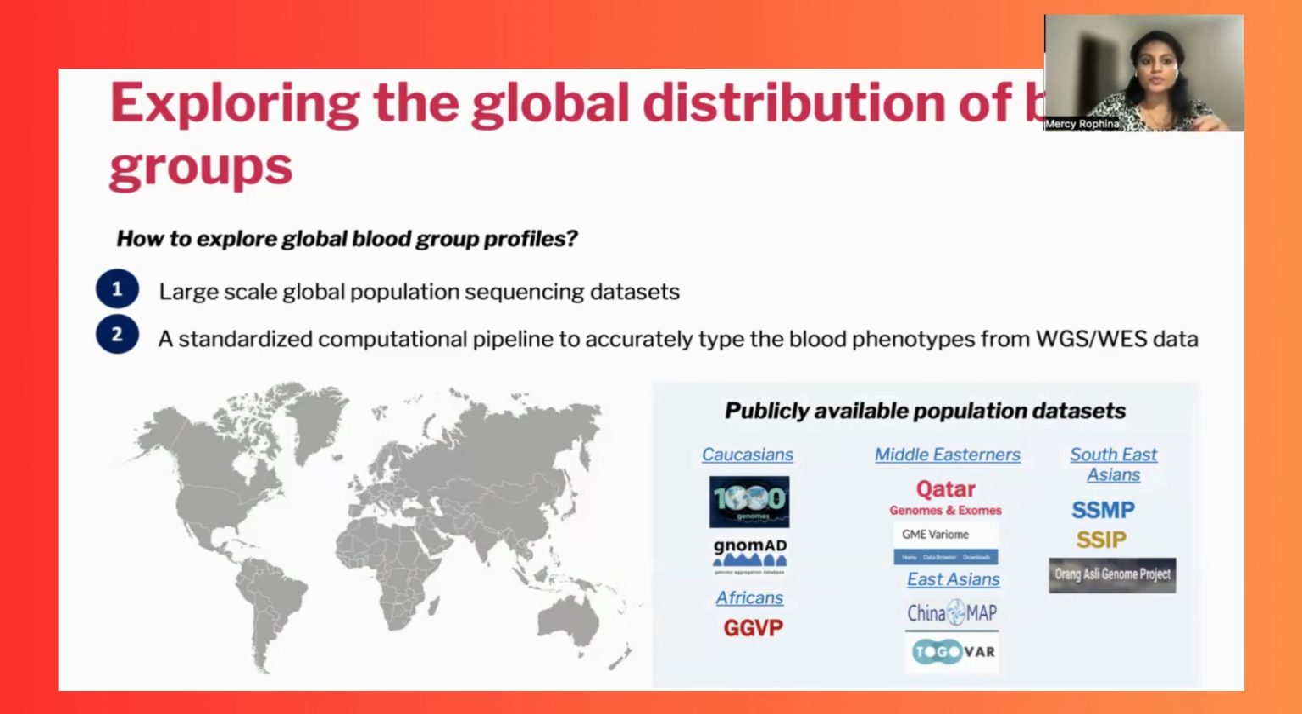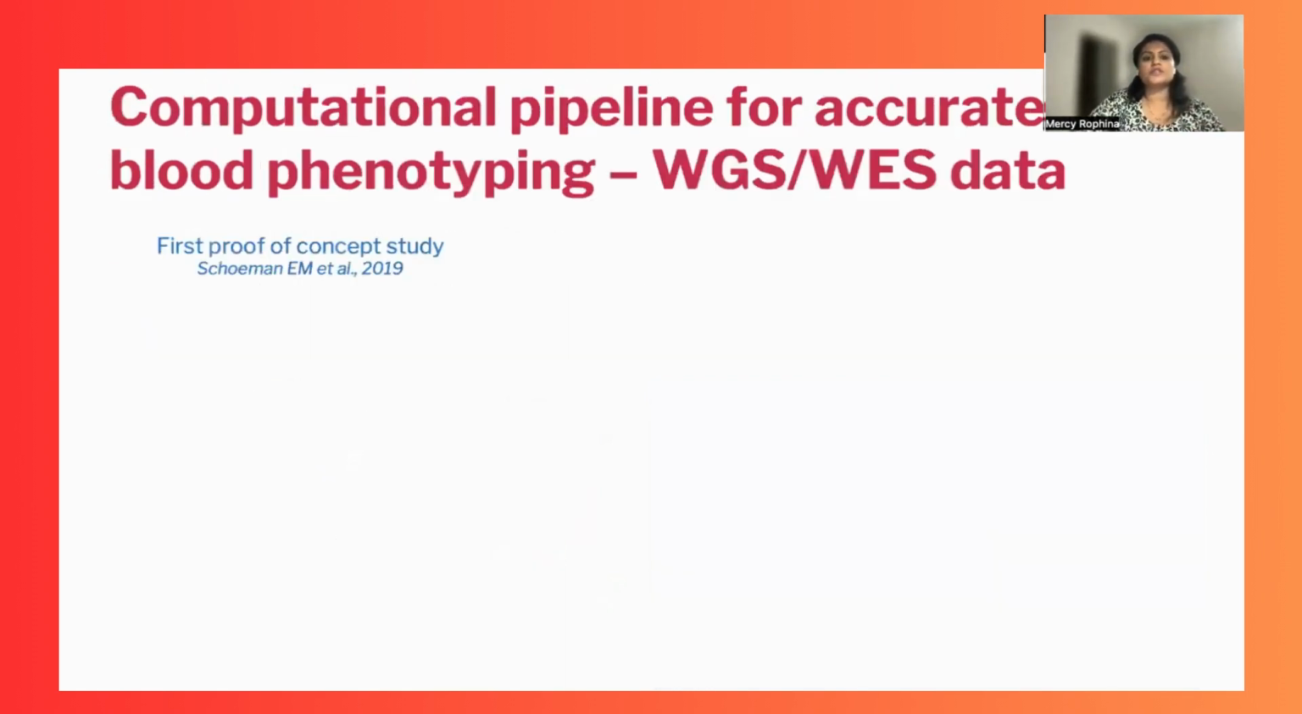Now that we have population specific data sets clearly available, the next step is to put forward a standardized computational pipeline using which we can analyze these population scale data sets, and we would also be able to compare if they are similar or different from other global populations.